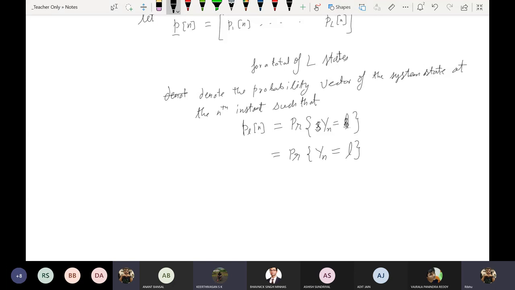So L represents a collection of states, right? Y is the state, X is the output. That's why I distinguish X and Y. Y is the lth state. So what does P of n represent then? P of n is a vector containing the probabilities corresponding to all these states. Okay, sir.